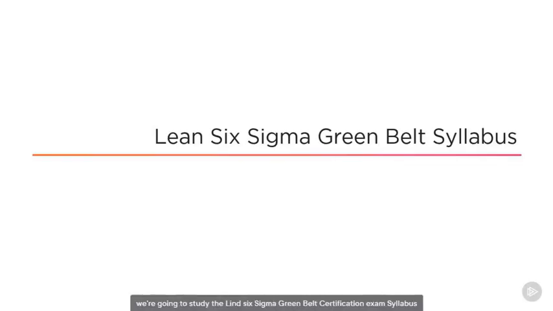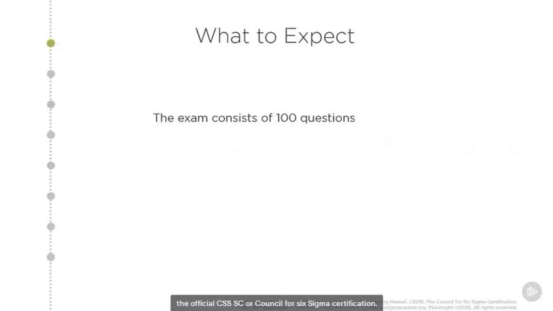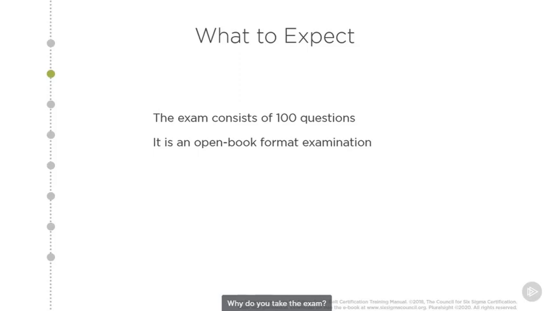In this video, we're going to study the Lean Six Sigma Green Belt Certification Exam syllabus. The official CSSC, or Council for Six Sigma Certification, Lean Six Sigma Green Belt Certification Exam consists of 100 questions. It is an open book format examination, and we encourage the use of the free self-study guide issued by the Council for Six Sigma Certification while you take the exam. It makes no sense that you don't take advantage of this benefit.